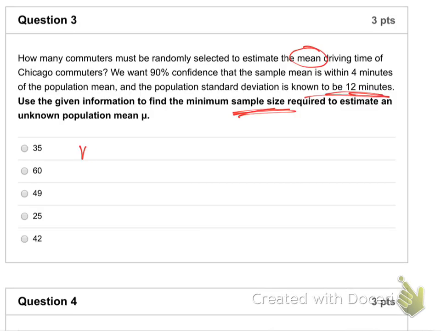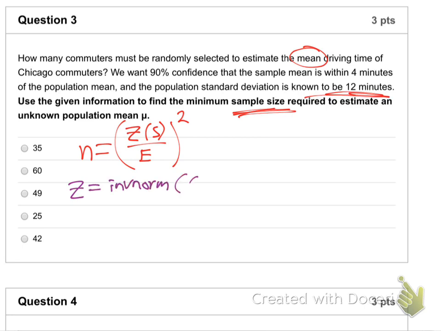So that's N equals Z times S over E, the whole thing squared. Now, how do we get that Z? It also says it on the notes, exam 3 notes. It says inverse norm, double parentheses, 1 minus confidence, divided by 2, comma 0, comma 1, and hit enter at the end of that. And our confidence level on this one, 90%, 0.90. So put that into your calculator.